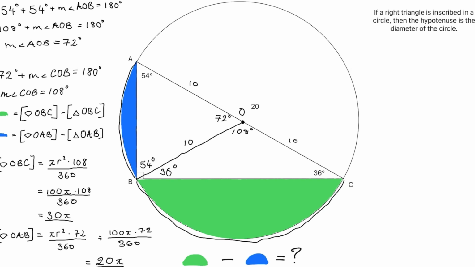Wonderful. We now have the areas of the sectors. We just need to find the areas of the triangles. Or do we? In fact, I don't have to find the areas of the triangles because I know for a fact that triangles AOB and COB have the exact same area. I can prove this by drawing the altitude of each triangle. That's one altitude.